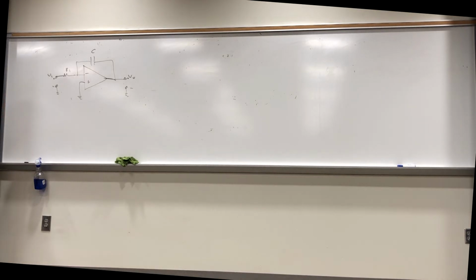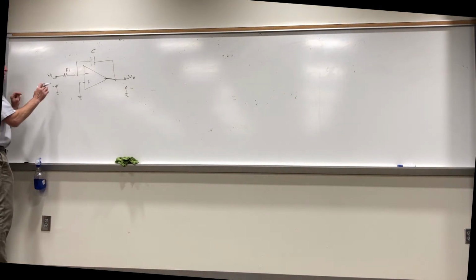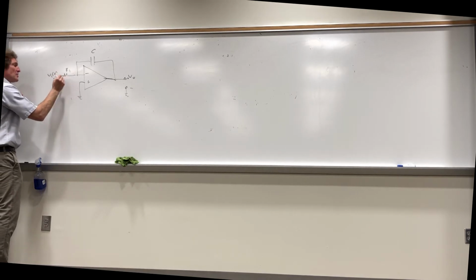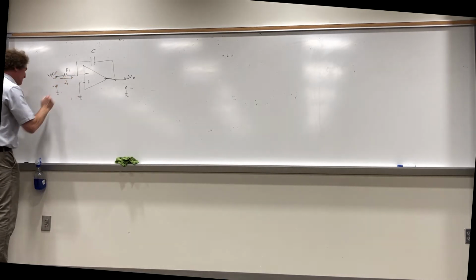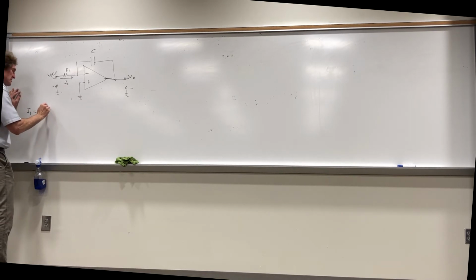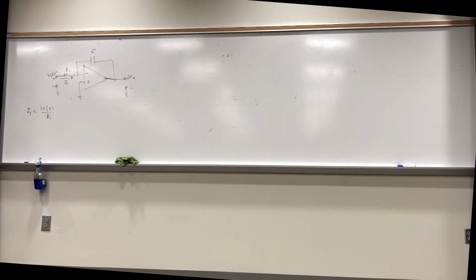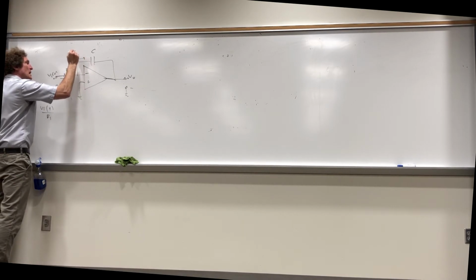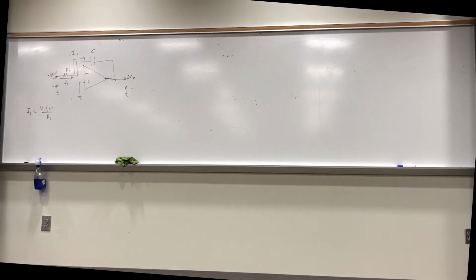When I take a look at this, I know this is Vi of t here, by the way. It's a function of time. I know the current here, I1, is going to be equal to the input voltage as a function of time divided by R1. That I know for sure, right? Now I also know that that current is going to go up and this way. That will be I1 as well, correct, class?